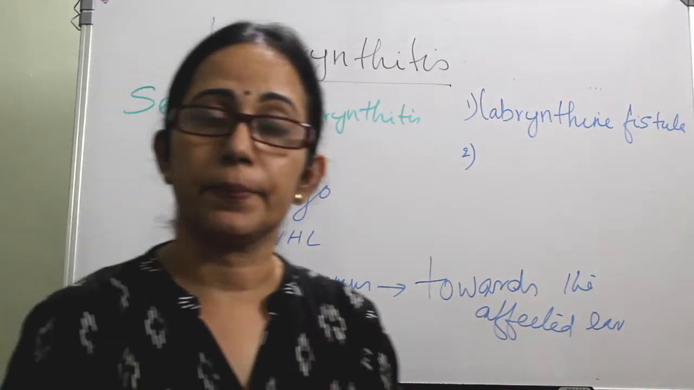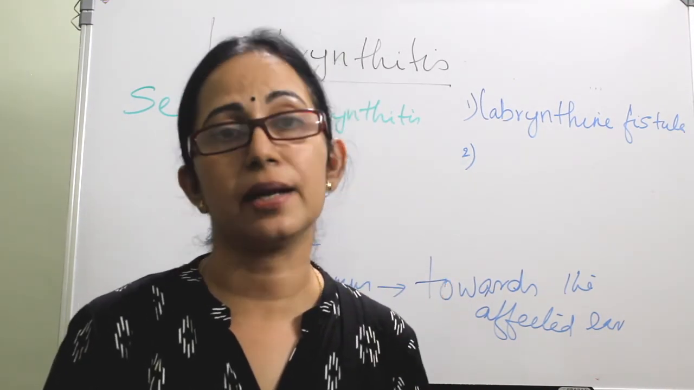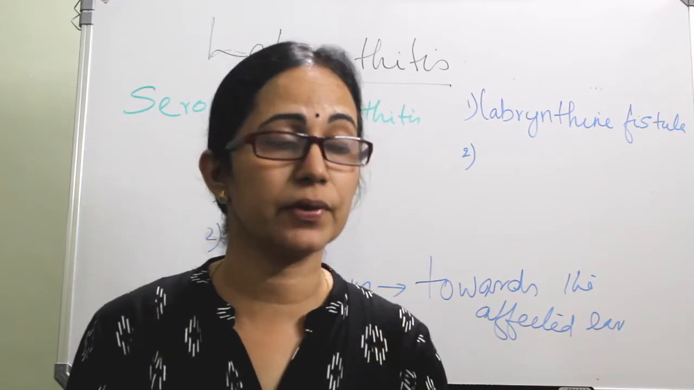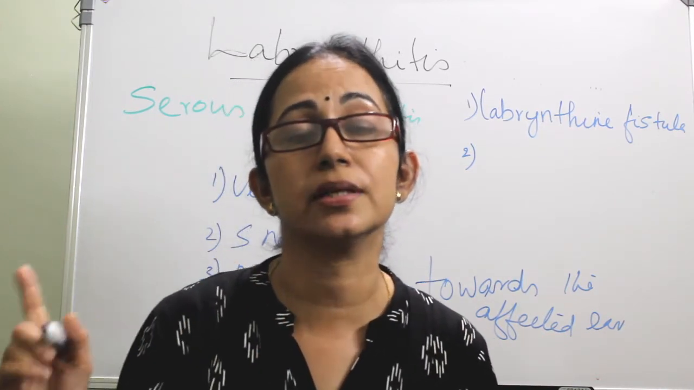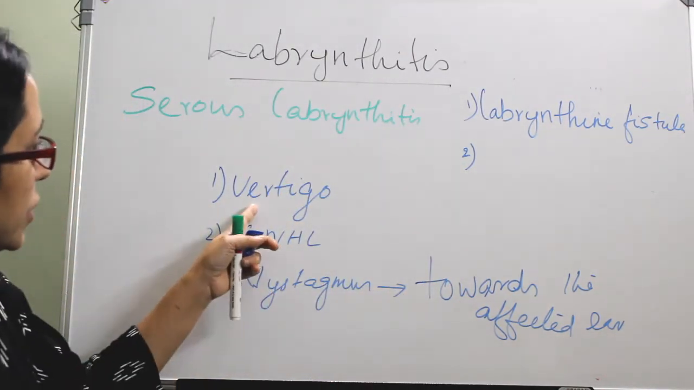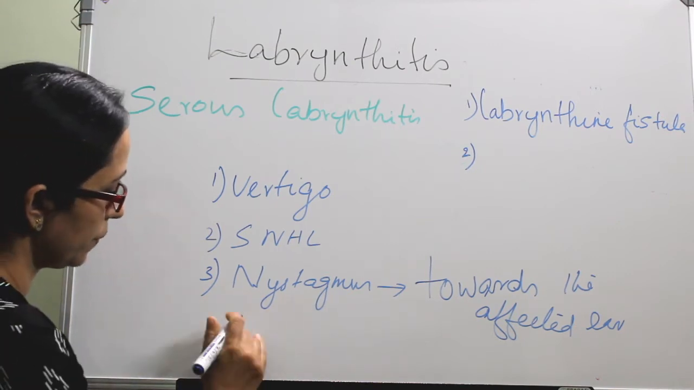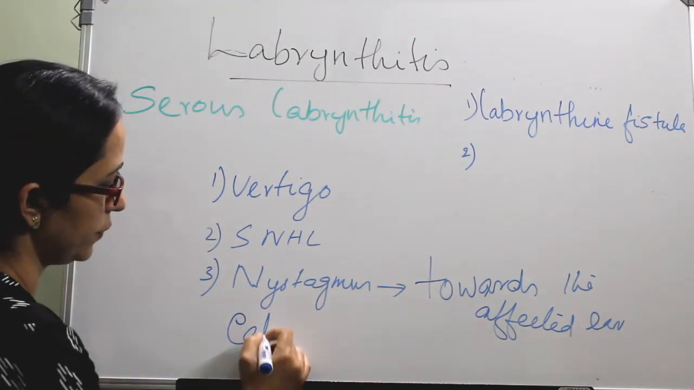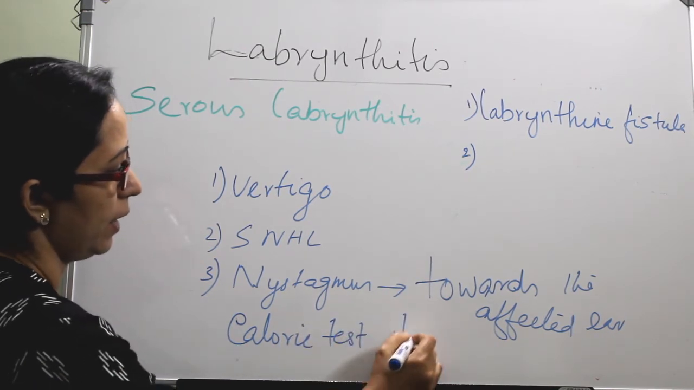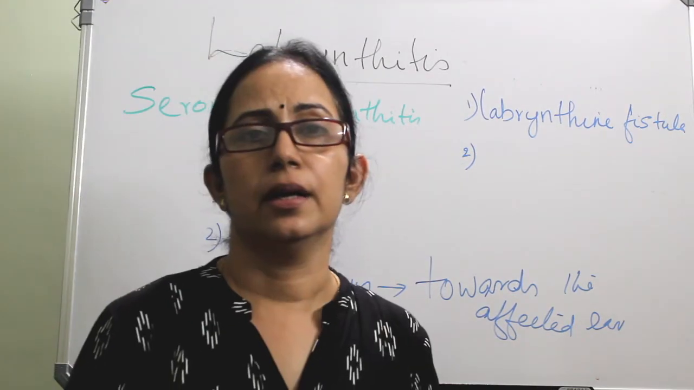But in case of suppurative labyrinthitis, what will happen? It is a paralytic condition. So the nystagmus will be away from the affected ear, that is, nystagmus towards the normal ear. So that way you can remember that. So here, vertigo, sensorineural hearing loss and nystagmus, and also the caloric test. If you do the caloric test, there will be hypoactivity. So these are the clinical features.